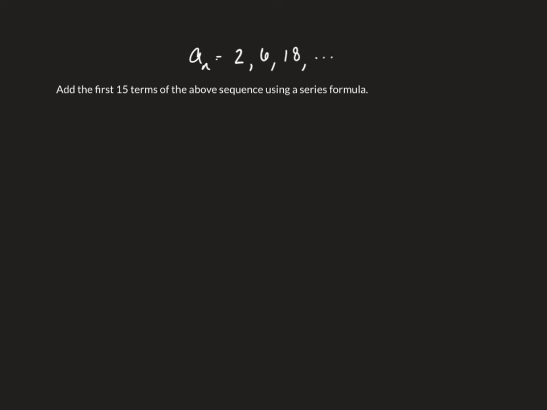So if we're asked to add the first 15 terms of a sequence like this, we're going to need a little bit more information about the formula I could use than we already have. So this is not an arithmetic sequence. This appears to be geometric, and if I write out its formula, it's going to look like this.